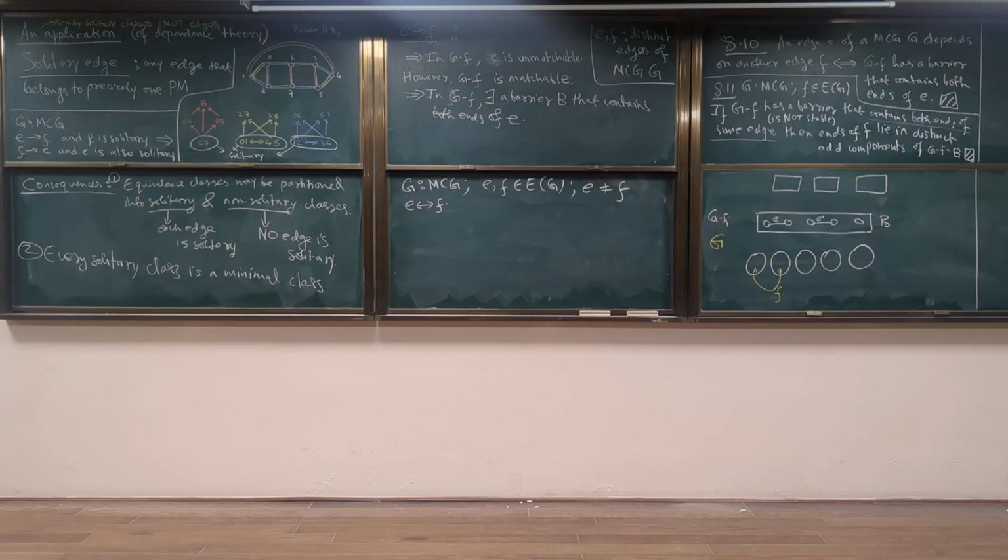Different outcome, because now any edge within the barrier depends on F. So E prime depends on F. We assumed F depends on E. So E prime also depends on E. So ends of E should be in distinct odd components. No. Ends of E will be in distinct odd components of G minus E minus B. Minus B, yes.